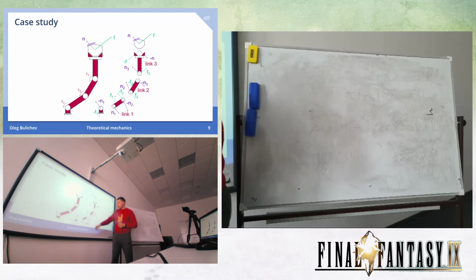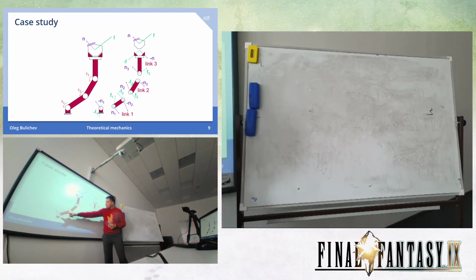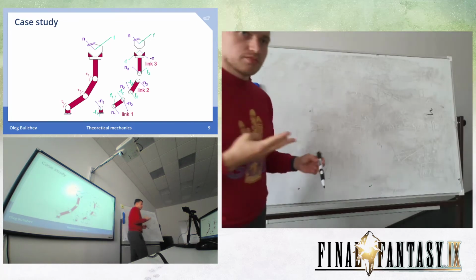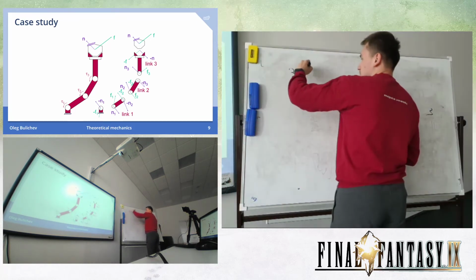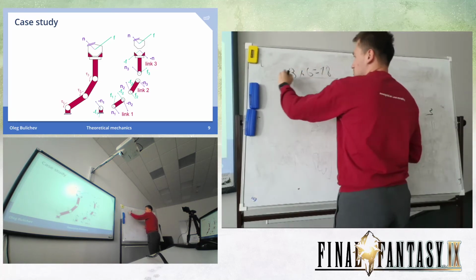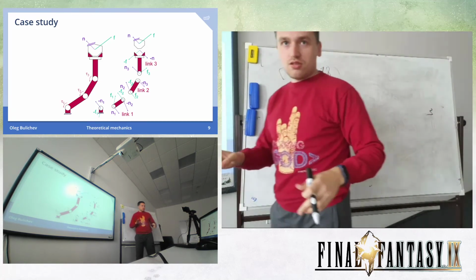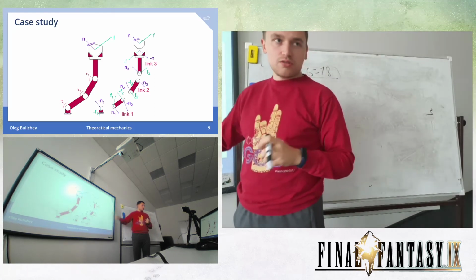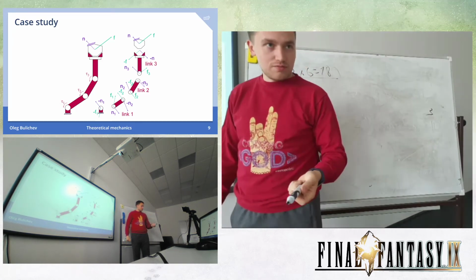In this case, how many degrees of freedom do we have? 1, 2, 3. So we have 3 degrees of freedom. So 3 times 6, 18 equations, just 18 equations to describe each element. After this, you need to put constraints.